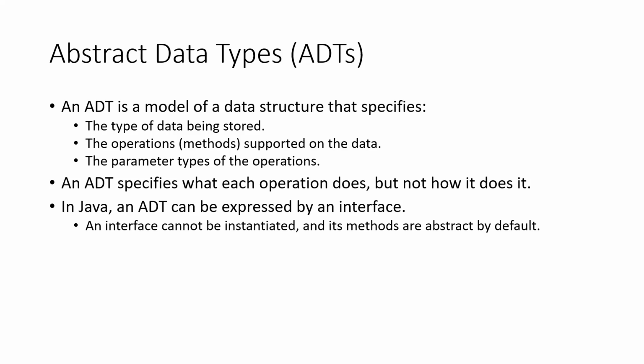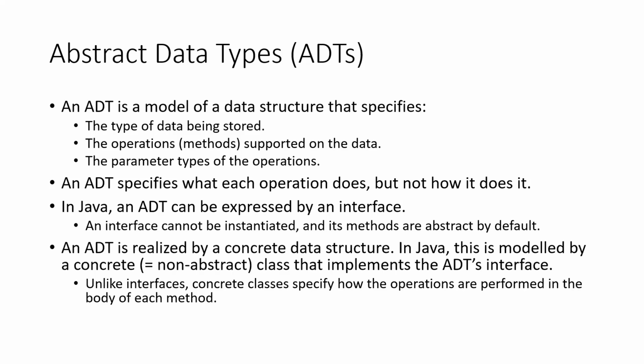You'll recall, hopefully, that an interface cannot be instantiated. So you cannot actually create an object of an interface. An interface doesn't have code that you can just instantiate and run, typically. And by default, its methods are abstract. So this is perfect for an ADT, because in an ADT, we want to be able to write method headers. We want to specify the operations that can be done without having to implement those operations, which is perfectly accomplished using abstract methods.